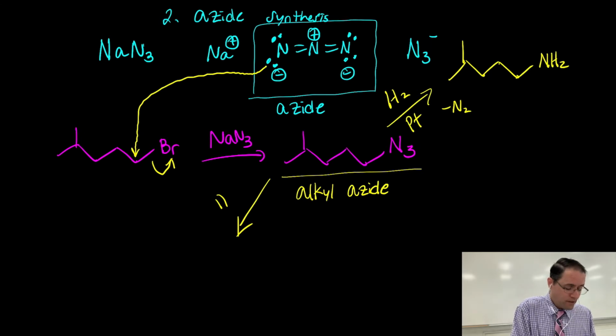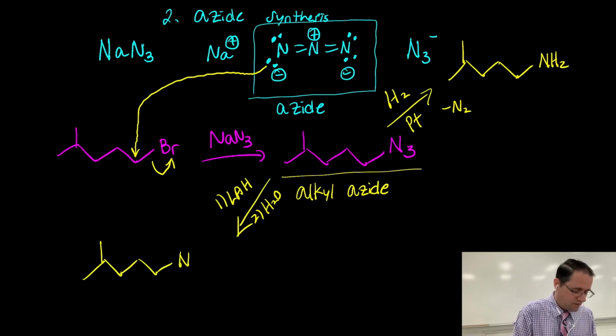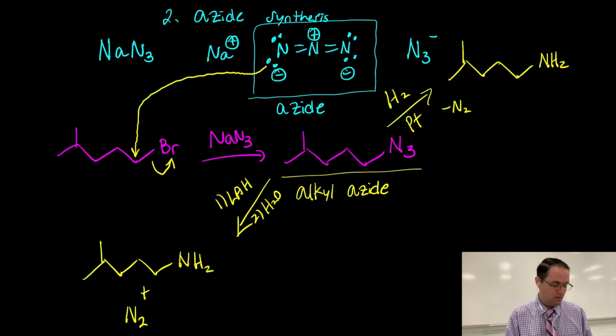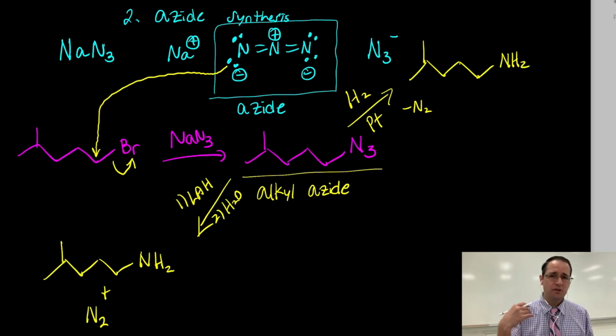Now, another way to reduce this is with LAH. There's several different ways, but LAH would be fine. LAH is always a two-step procedure. You have LAH in step 1 and water in step 2. And this produces your primary amine and definitely nitrogen. Okay, so you form that and nitrogen. So this is a great method to form primary and secondary amines. You just need to start with the appropriate alkyl halide, treat it with sodium azide, and then LAH and water, for example. Okay.